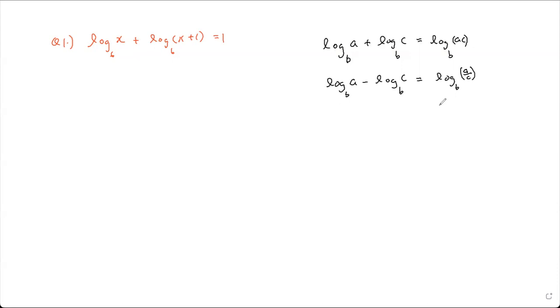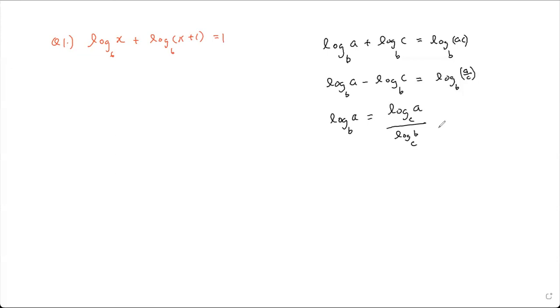And one more rule that we will use today is the change of base. How do we change the base? Sometimes we are given a particular base, but we don't want that. We want some other base. So for example, let's say I have log a base b, and I don't want base b. Maybe I want base c. This is equivalent to log a base c divided by log b base c.